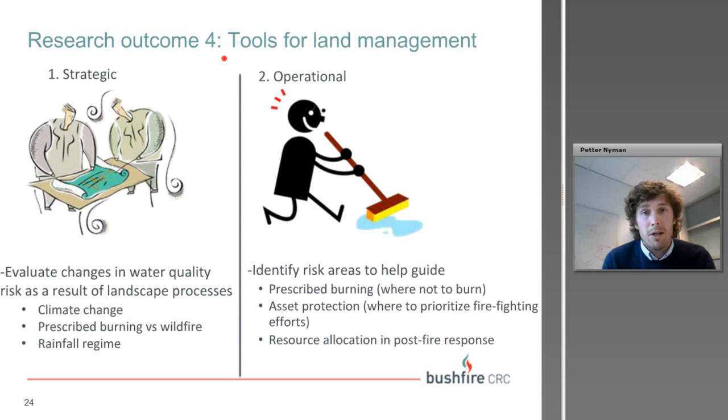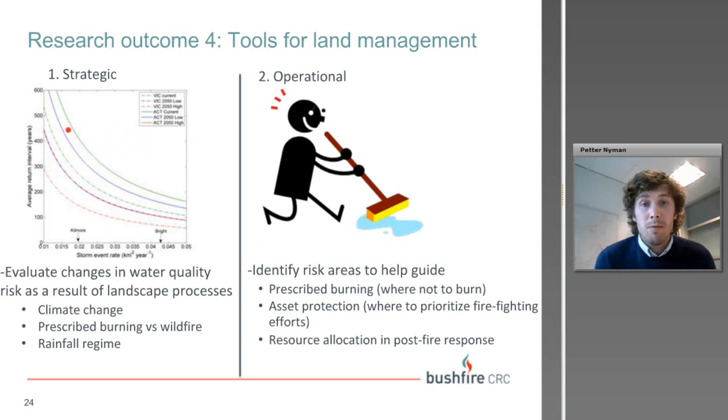So how is this useful for management? Well, we're providing information to inform strategic land management decisions by providing a model which will help land managers evaluate the changes in water quality as a result of landscape processes such as climate change, prescribed burning, and rainfall regimes. And our plot here of the average return interval of different debris flows as a result of climate change is an example of that.